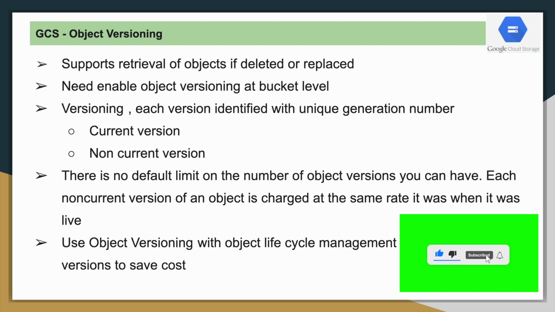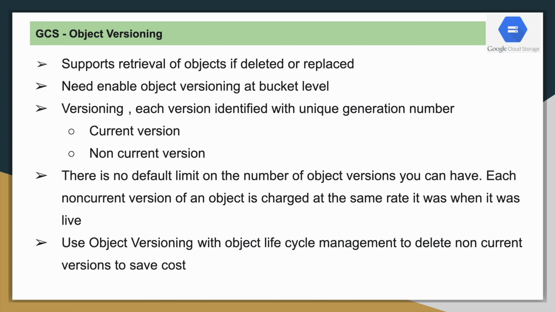To enable this feature, it should be enabled at the bucket level; it cannot be enabled at the object level. Once versioning is enabled on the bucket, each object in that bucket will be identified with a unique generation number, which is basically metadata information associated with that particular object. This is the basic terminology.